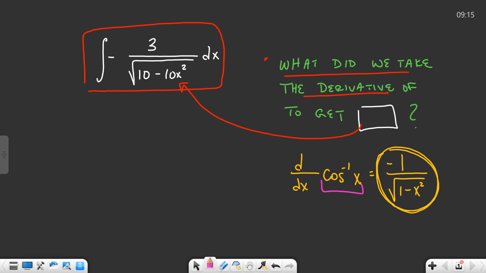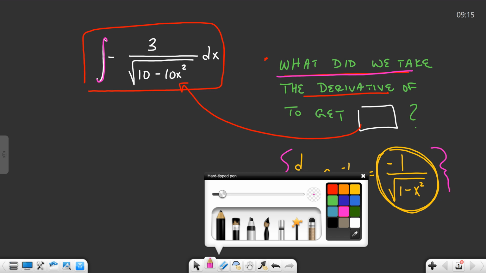I hope you were able to follow my logic. We can just kind of wrap it up again. This symbol means what did we take the derivative of to get this problem here. If I'm trying to find that out, I'm going to go to my table of derivatives and look for something that is very similar to the original problem.